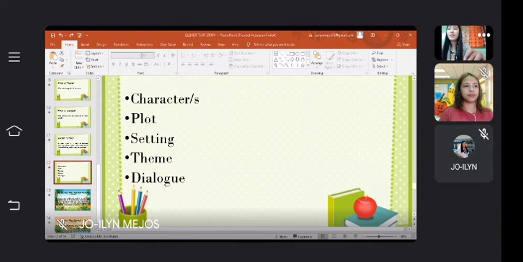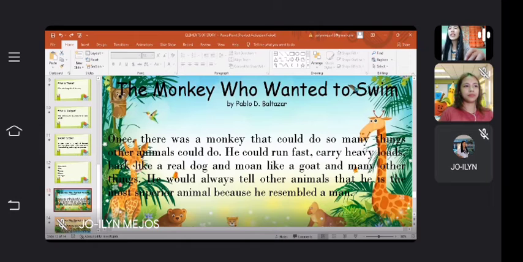Alright, so the story is entitled The Monkey Who Wanted to Swim by Pablo D. Balthazar. Once, there was a monkey that could do so many things other animals could do. He could run fast, carry heavy loads, bark like a real dog, and moan like a goat, and many other things. He would always tell other animals that he is the most superior animal because he resembled a man.